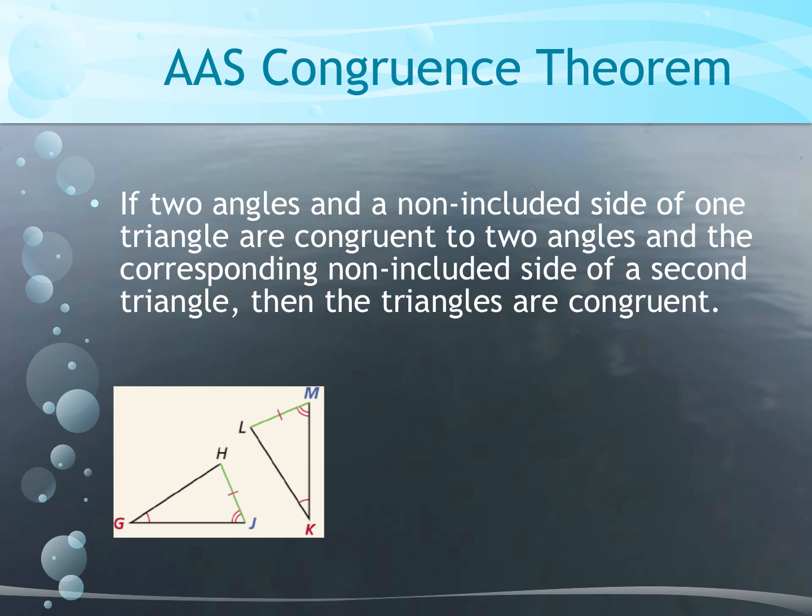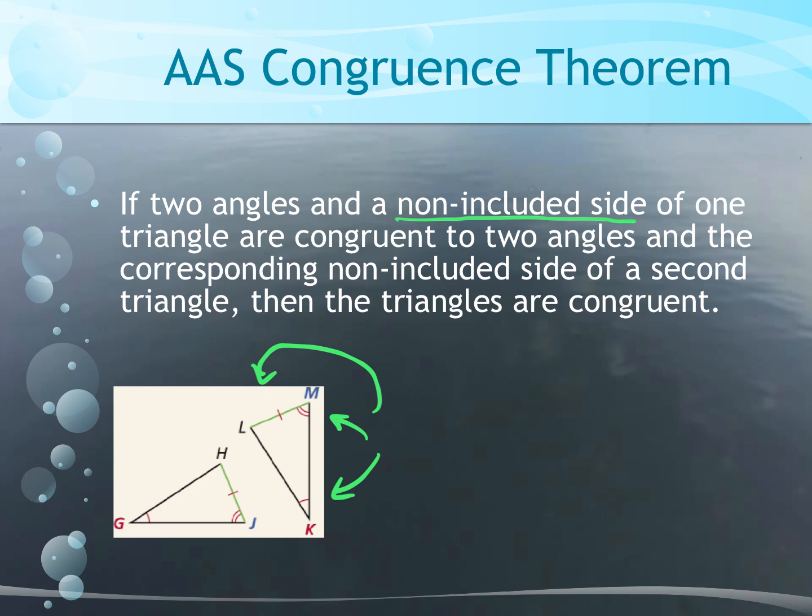The angle-angle-side congruence theorem states if two angles and the non-included side of one triangle are congruent to two angles and the corresponding non-included side of the second triangle, then the triangles are congruent. So notice here are my two angles that are marked, but the side that has a marking is not in between. So it's not the included side.